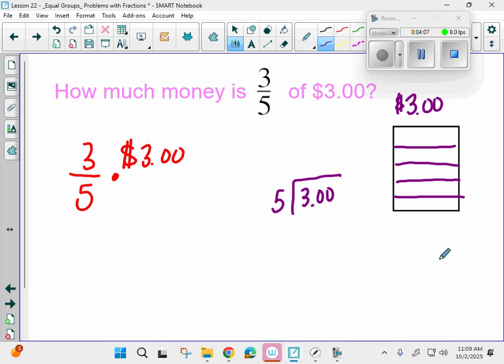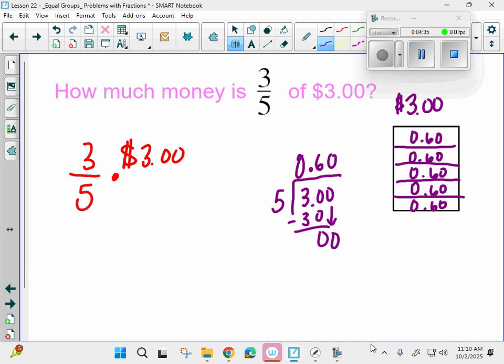All right, so 5 goes into 30 6 times. And then 5 goes into 0 times, and the decimal moves straight up. And then we have usually a 0 here before the decimal. So each of these are 60 cents. This would be $1.20. That'd be $1.80. That would be $2.40. And then it would total add up to $3.